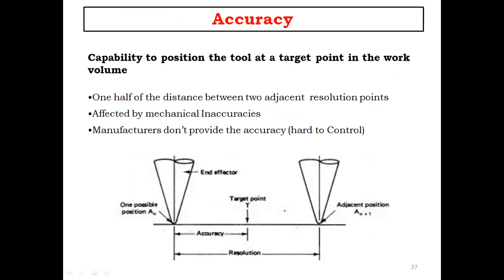Accuracy is defined as the capability to position the tool at a target point in the work volume. That is one half of the distance between two adjacent resolution points. It is affected by mechanical inaccuracy, and manufacturers often don't provide accuracies, so they are hard to control. For example, we have one position A and an adjacent position. The accuracy is from the position of the tool to the target point, one half of the distance between two adjacent resolution points.